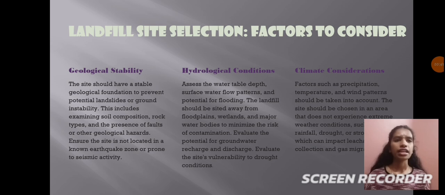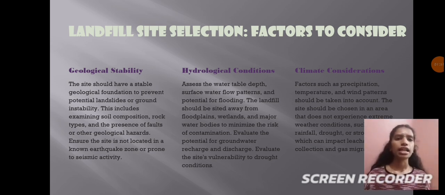Landfill site selection. There are some factors to consider, which are geological stability, hydrological conditions, and climate considerations. Geological stability: the site should have a stable geological foundation to prevent potential landslides or ground instability. This includes examining the soil composition, rock types, and the presence of faults or other geological hazards. Ensure the site is not located in a known earthquake zone or prone to seismic activity.